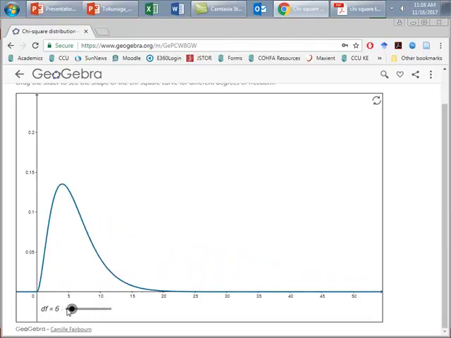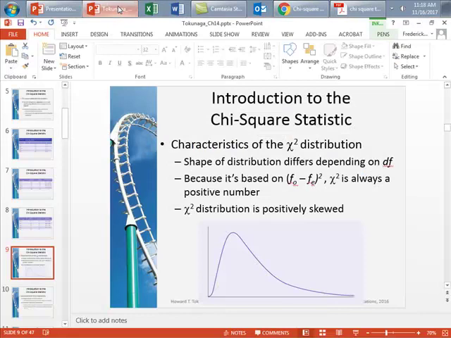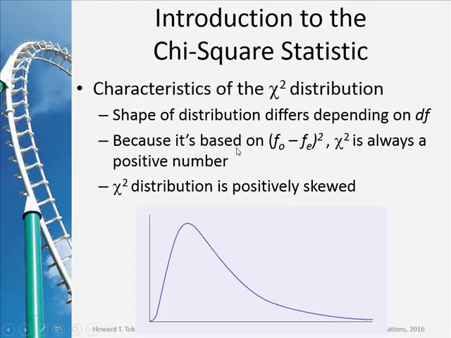This is how you're going to encounter it most frequently. Lots of examples are going to have degrees of freedom somewhere between like 0 and 9. So it's going to look like this a lot of the time that you encounter a chi-square. Always a positive number. And the last thing is, when you look at the shape of it, you can see that it's positively skewed.